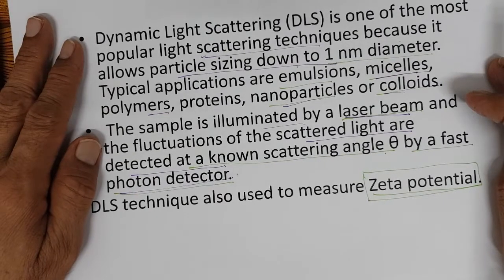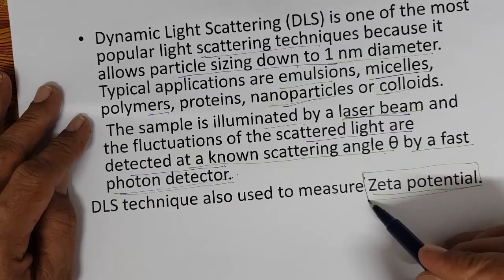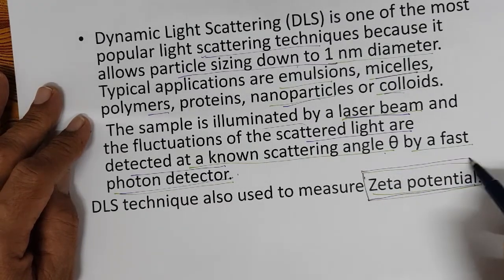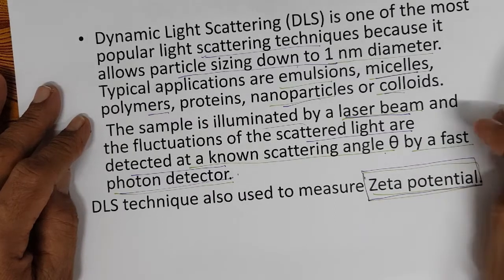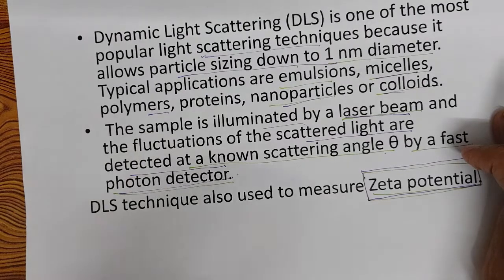Dynamic light scattering techniques give you two pieces of data. You can get the zeta potential of the particles, which we saw, and you can get the particle size also. A laser beam is passed through the sample, and the dispersed particles scatter the laser beam, and that is measured.